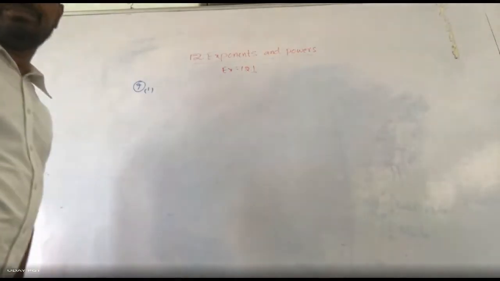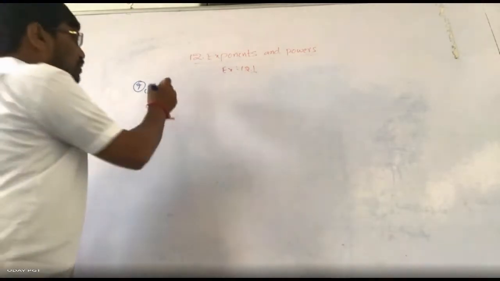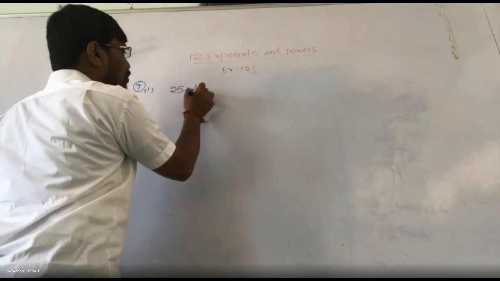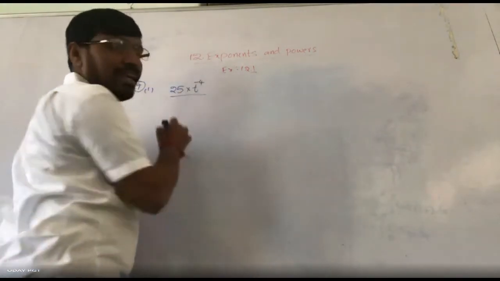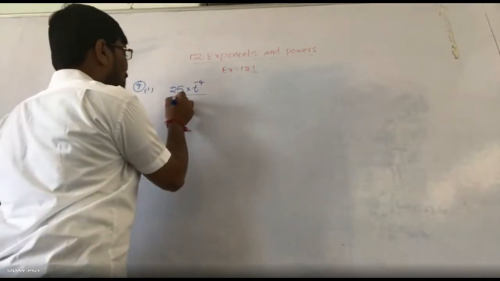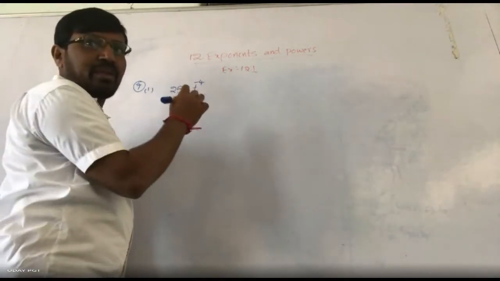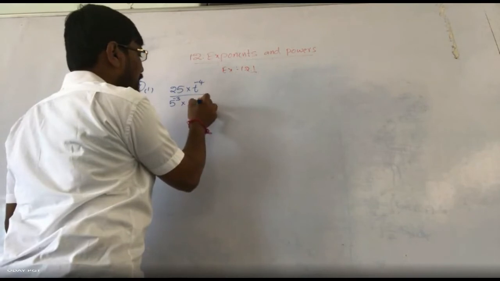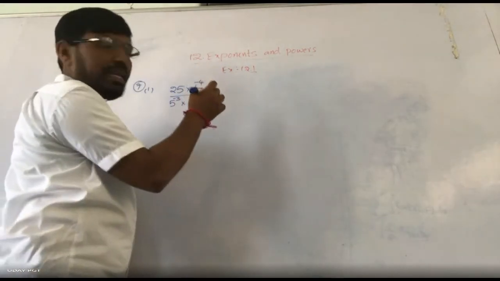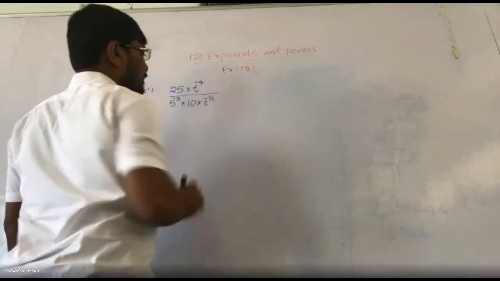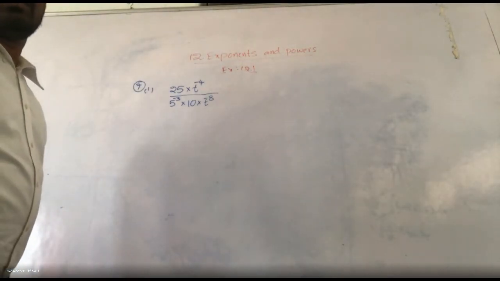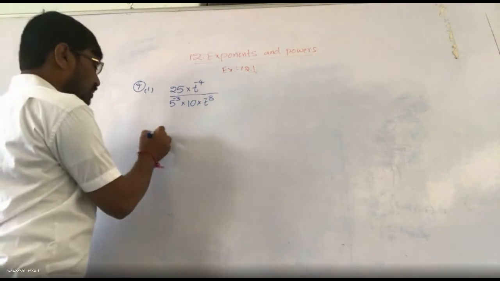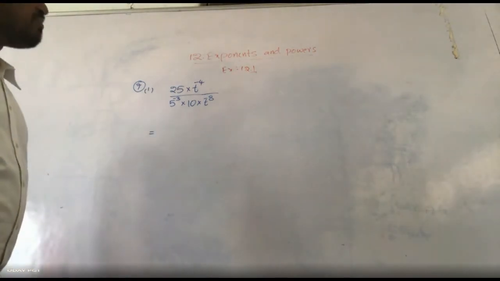This is the first problem you see here. The question is: 25 into t power minus 4 divided by 5 power minus 3 into 10 into t power minus 8, where t is not equal to 0. How do you simplify this?